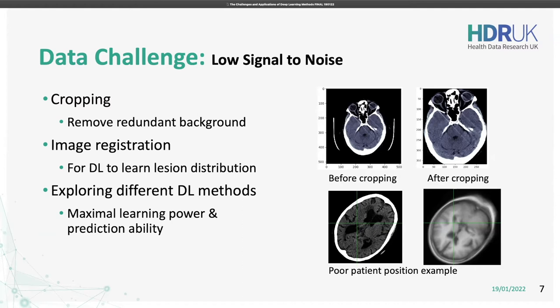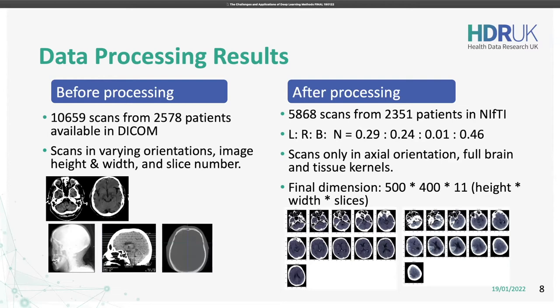The next step we're going to talk about the results, after data processing. At the beginning when I got the data, we had 10,659 scans from 2,578 patients. Due to different reasons, some patients' data has been lost, or they are not in DICOM format, and you can see they are in different orientations, heights, widths, and slice numbers. After processing, we have 5,868 scans from 2,351 patients in NIfTI.